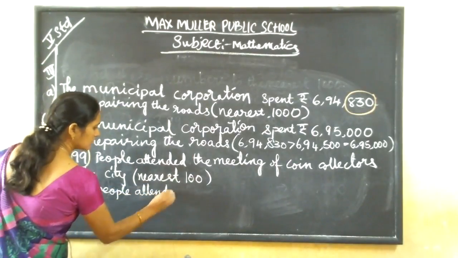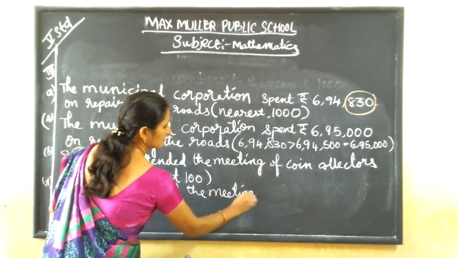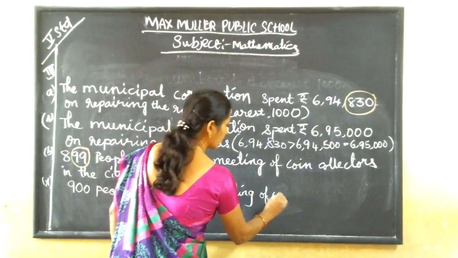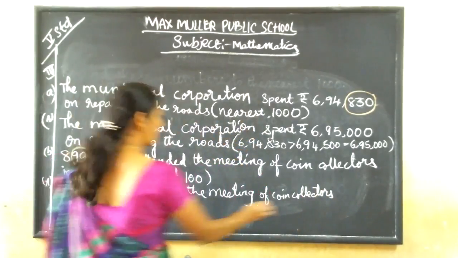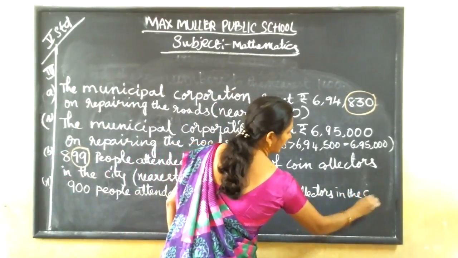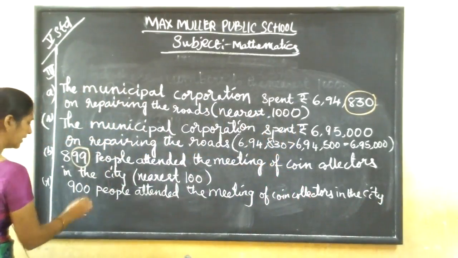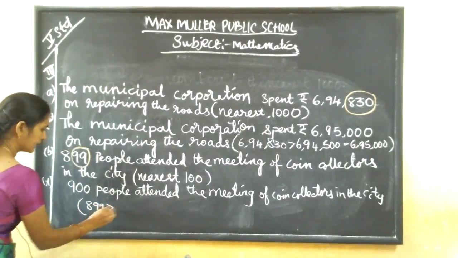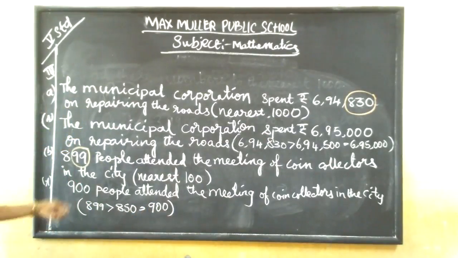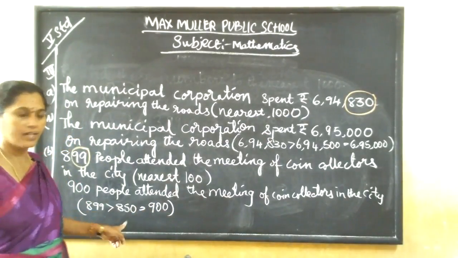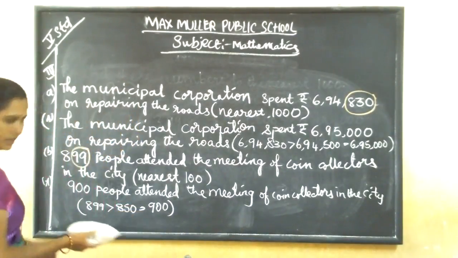attended the meeting of coin collectors in the city. How did we get 900? I will give the clarification. Why? How did we get the 900? 899 is greater than 850. So the answer is 900. 899 is greater than 850, so the answer is 900. Next, last one, third one, C1.